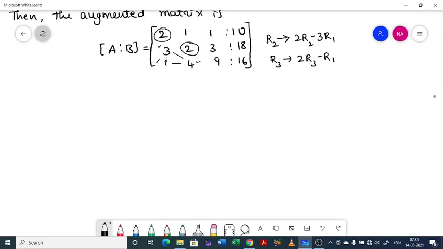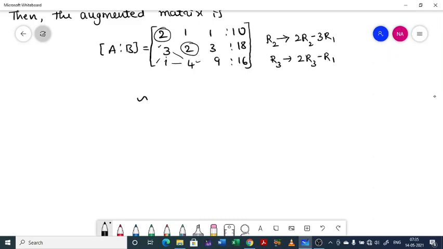Similarly, here I have 1 and here I have 2. Either you can multiply 1 by 2 to this, then you get 2, then subtract, or you can multiply 2 to this, then subtract. Dividing the first row by 2 will leave you fractions, so try to avoid fractions always. So we made R3 changes to 2R3 minus R1.